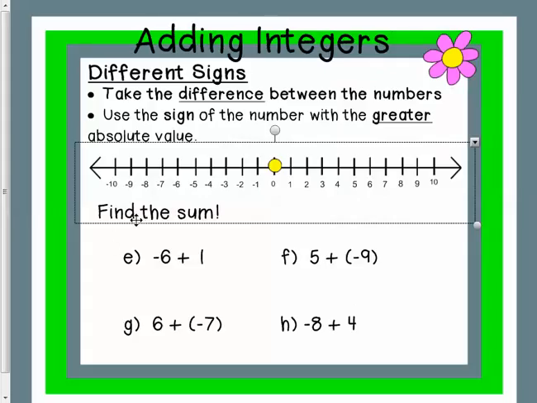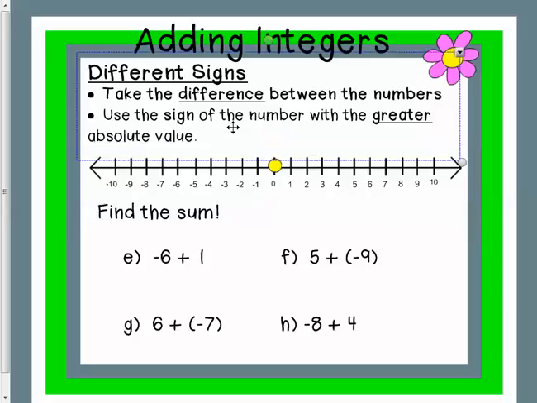Different signs are a little more tricky, okay? In these ones, you're going to take the difference between the numbers and then use the sign of the greater number. Okay, for example, if I have -6 plus 1, I'm starting at -6 and I'm adding a positive. So I take their difference, 6 minus 1 gives me 5. And since I have more negatives than I do positives, it's a -5.